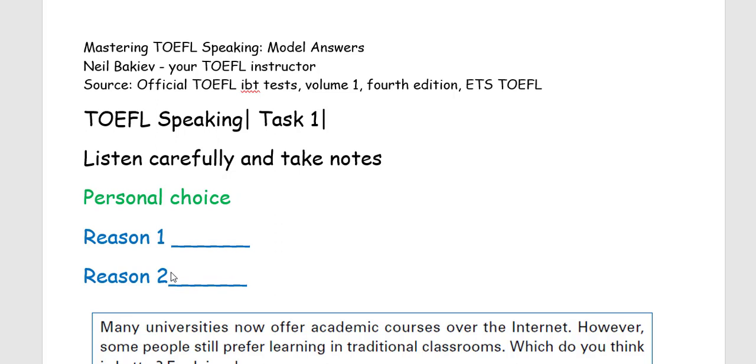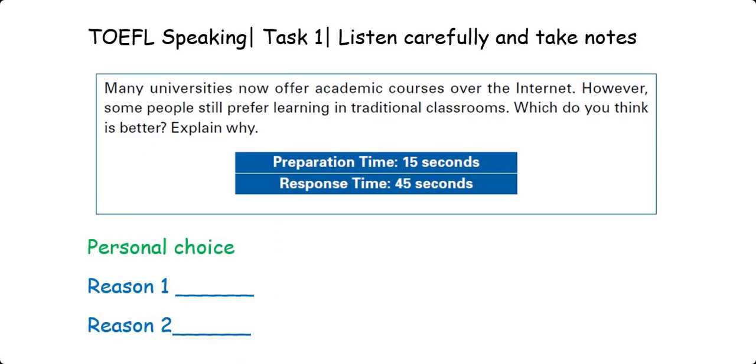Let's do it now. Many universities now offer academic courses over the internet. However, some people still prefer learning in traditional classrooms. Which do you think is better? Explain why.